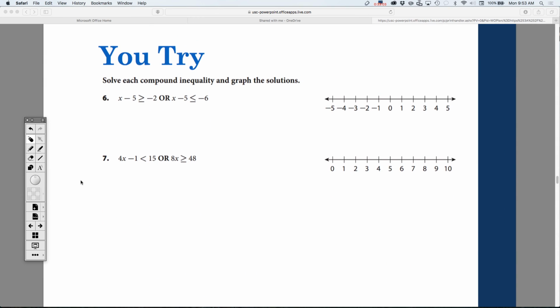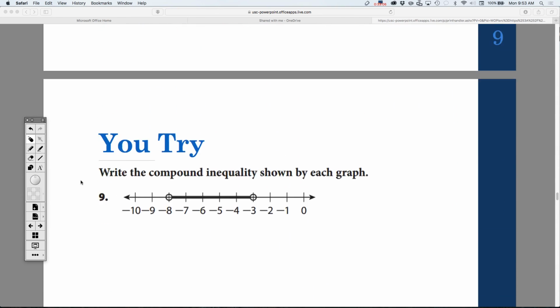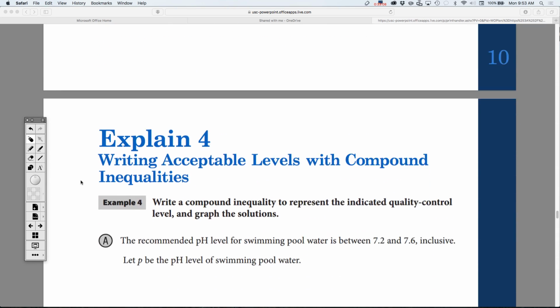Okay, go ahead to you try. Try those 2 problems. And try the next page as well.